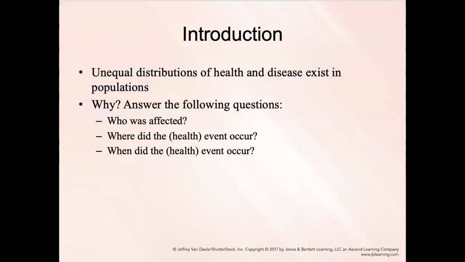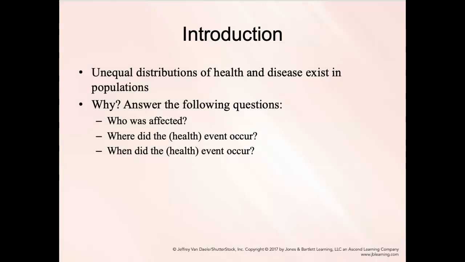So in general, there are typically unequal distributions of health and disease across populations. For example, cancer is a disease that unequally affects different groups of people within a population. Cancer tends to affect people who are older more frequently than people who are younger. It tends to affect people in rural areas very differently from people in more urban areas.